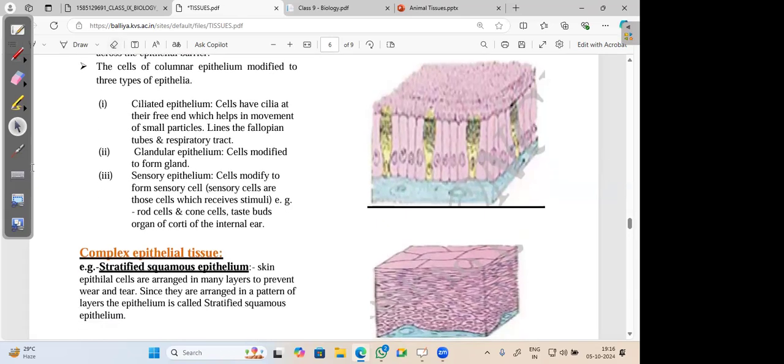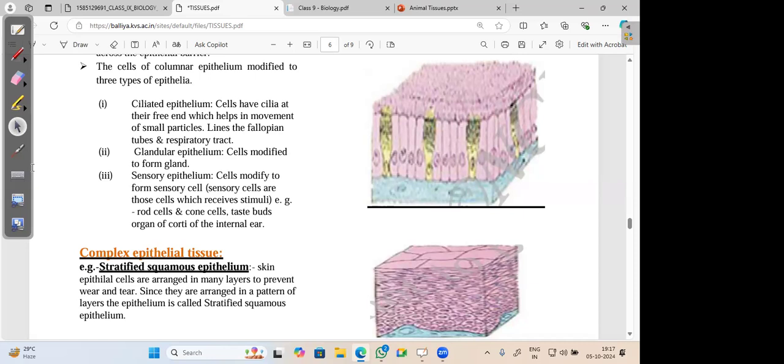In the glandular epithelium, the cells are modified to form glands. So our salivary glands and other glands are formed where this columnar epithelium is modified to form the glands. That means glands are the organs which secrete something into the body. They may be sweat glands, they may be sebaceous glands. So it is formed by the epithelium cells, which is the glandular epithelium.